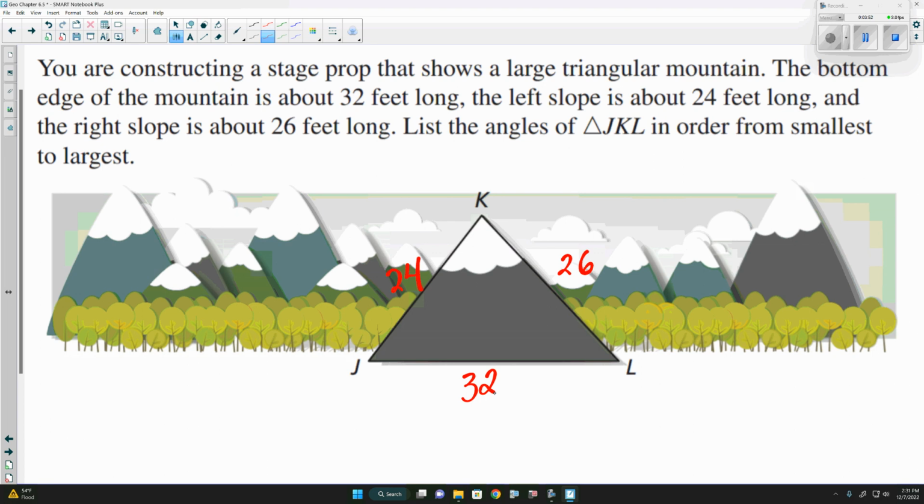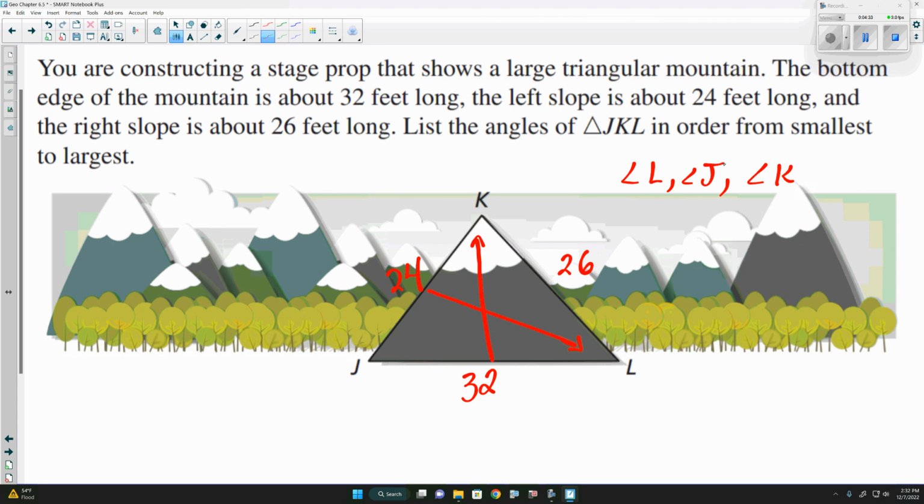So the smallest side's what? So JK, which is opposite what? So which angle is smallest? The biggest side is 32, so the biggest angle is, which means the middle angle is. So from smallest to biggest, angle L, angle J, and then angle K. Biggest angle is opposite the biggest side. The smallest angle is opposite the smallest side.